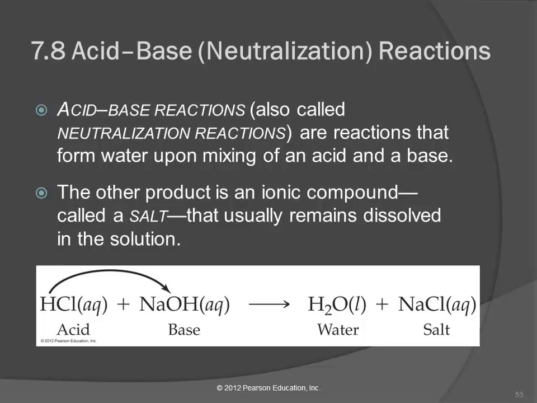So let's look at how this happens. In predicting products, we can think of it like we did with the precipitation reactions, of these things swapping partners. So acids are not ionic compounds, and yet they ionize when they're in water. And so HCl is going to form H plus ions and Cl minus ions when you dissolve it. And sodium hydroxide is soluble and will form sodium ions and hydroxide ions.